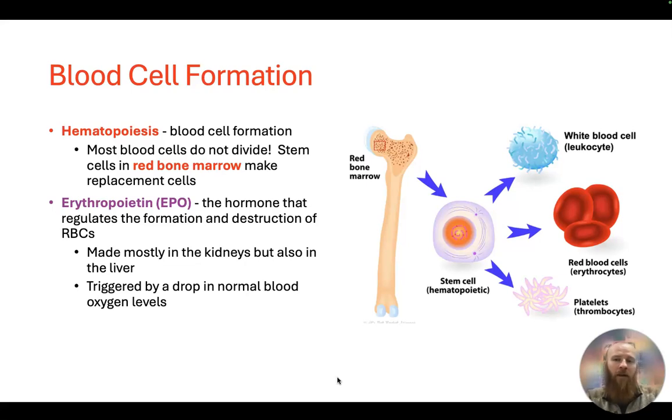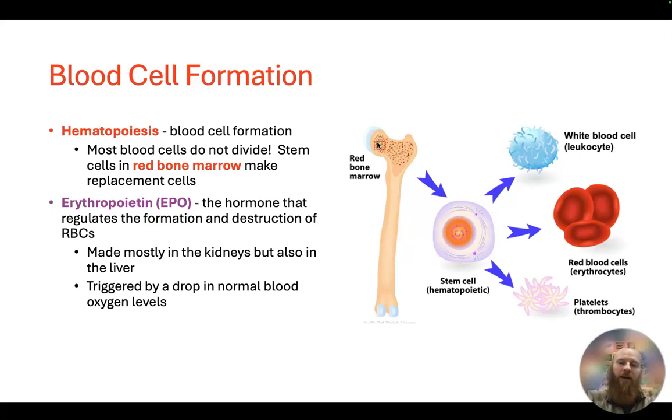It's important to keep in mind, most blood cells do not divide. So stem cells that exist in our red bone marrow, like you can see here, ultimately are going to be responsible for helping to make replacement cells. So a lot of these cells do not divide. For example, our red blood cells might have a normal lifespan of about 100 to 120 days. And so it's important that we constantly have this ongoing process of hematopoiesis to replenish those red blood cells, as we can expect to lose them again every 100 days or so.